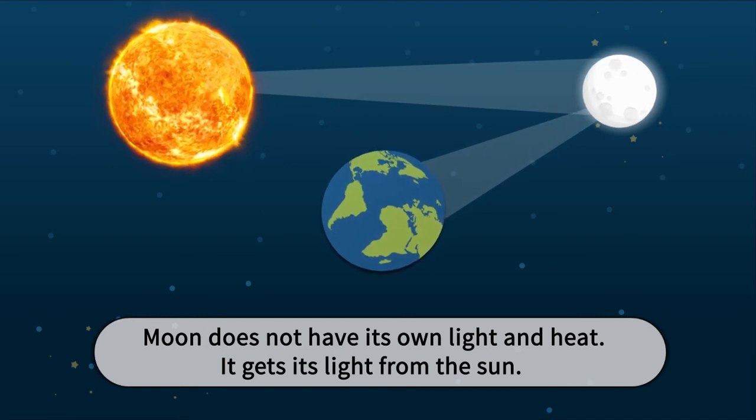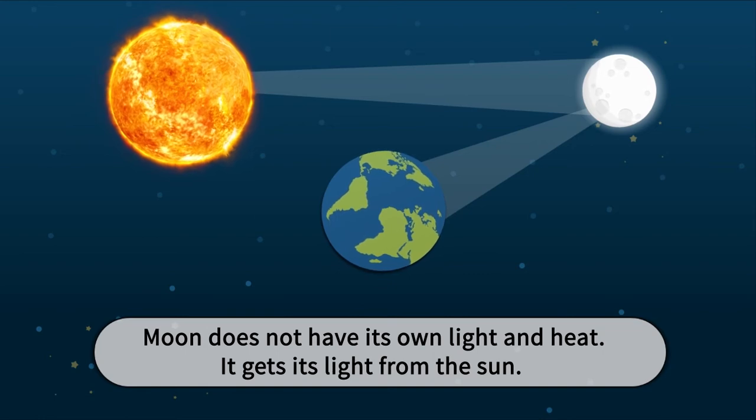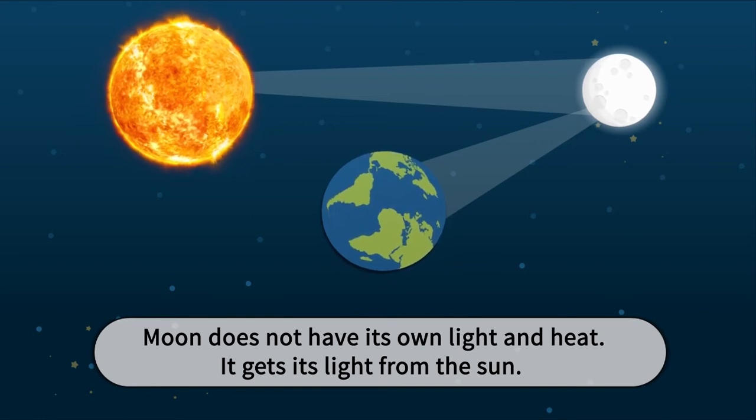The moon does not have its own light and heat. It gets its light from the sun. Phases of the moon.